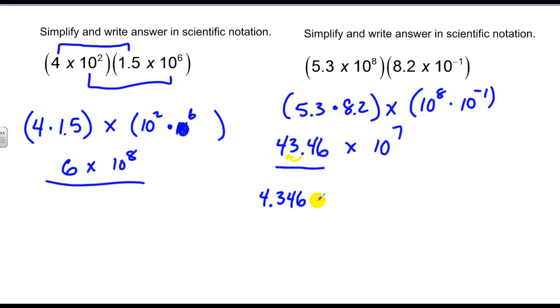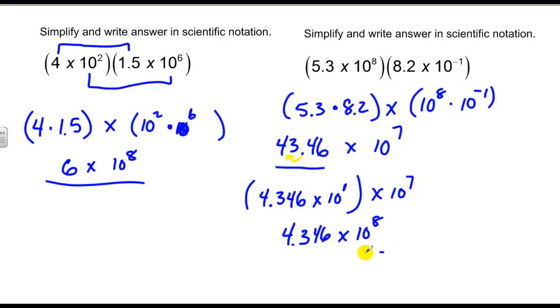So this is really going to be 4.346 times 10. Since I moved to the left, my power is positive, and that term is going to be multiplied by 10 to the 7th. Likewise, you'll notice I have 10 to the 1st times 10 to the 7th, so this is 4.346 times 10 to the 8th. Problem done.